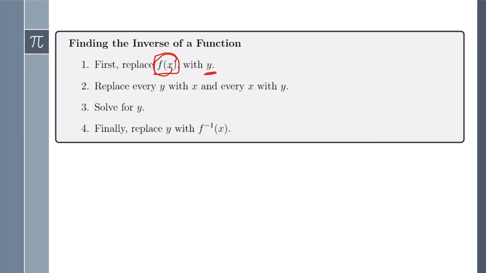Next, we switch x and y. The reason for doing that is when we find the inverse, the domain becomes the range and the range becomes the domain, or the input becomes the output and the output becomes the input for the inverse function. So basically, we switch the independent and dependent variables. That means wherever we see x, we change it to y, and wherever we have y, we change it to x. The next step is we solve for y. And the final step is we replace y with the inverse notation.